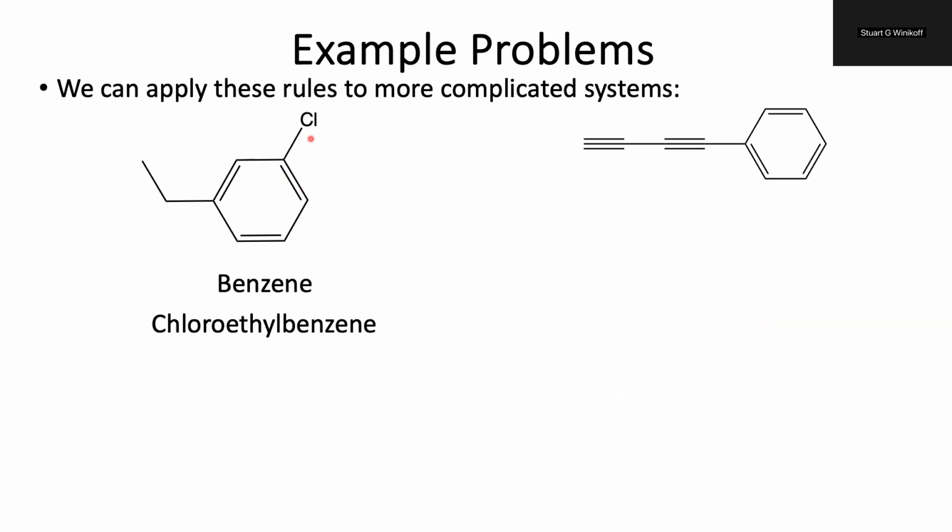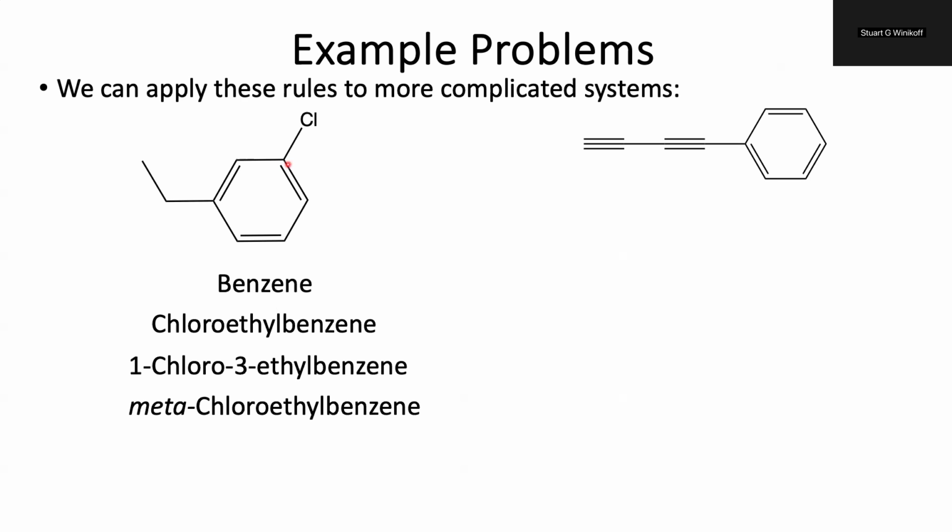Now, paying attention to numbering, either way, I have a 1,3 scheme. So I'm going to put that 1 number on the chloro group. So this becomes 1-chloro-3-ethylbenzene. Or if I want to go a little simpler, a simple meta-chloroethylbenzene, or an m-chloroethylbenzene.